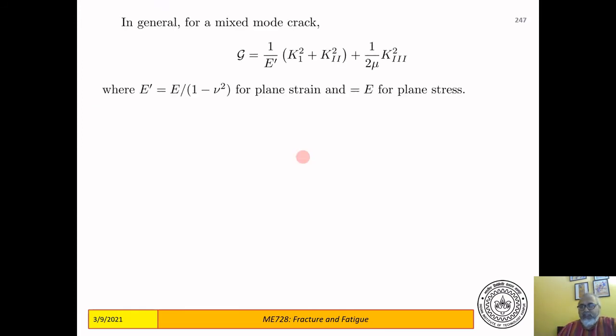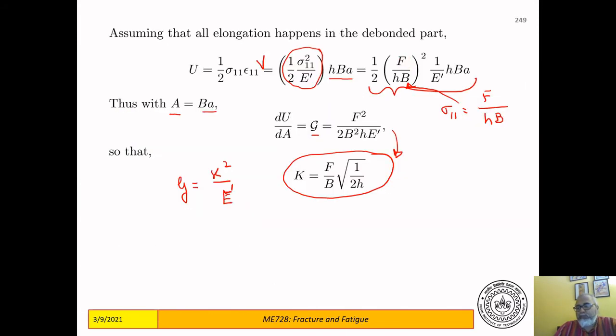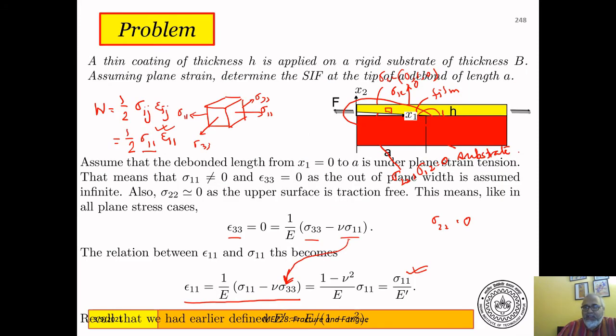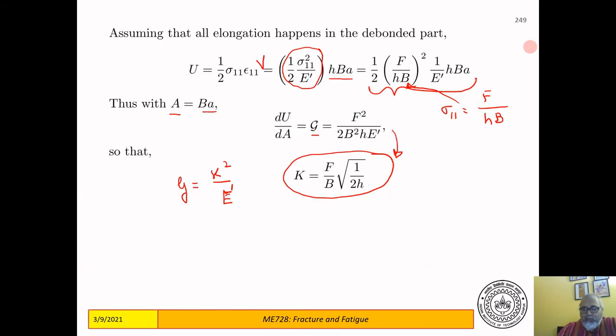because the G is a combination of K1, K2, and K3, and we are not sure that this is a purely mode 1 problem, because the crack lies at the interface between a soft film and a hard substrate, and we do not know whether it is in a mode 1 situation. So what we find from here is not the real K at the tip of the crack.